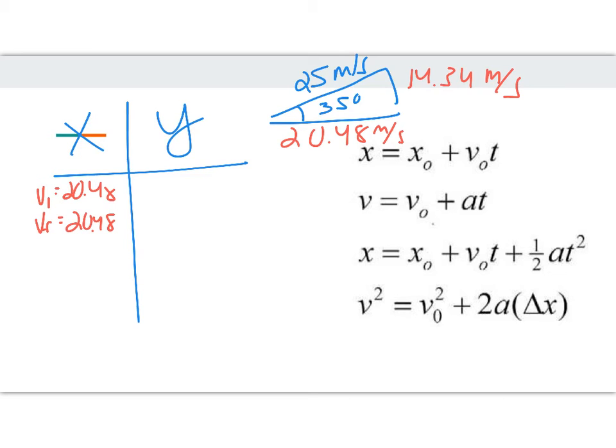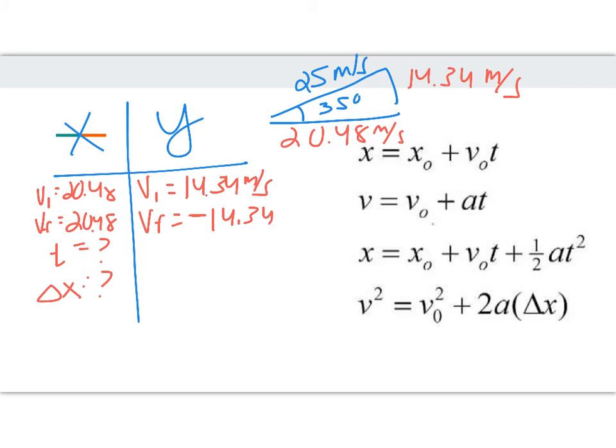20.48, okay? Now, I'm looking for my time, and I'm also looking for delta x. So how far did it travel in the x direction? My y direction, my initial velocity is 14.34 meters per second. And when it hits the ground, it's going to be the negative of the same. My acceleration is negative 9.8 always. And I'm looking for time.